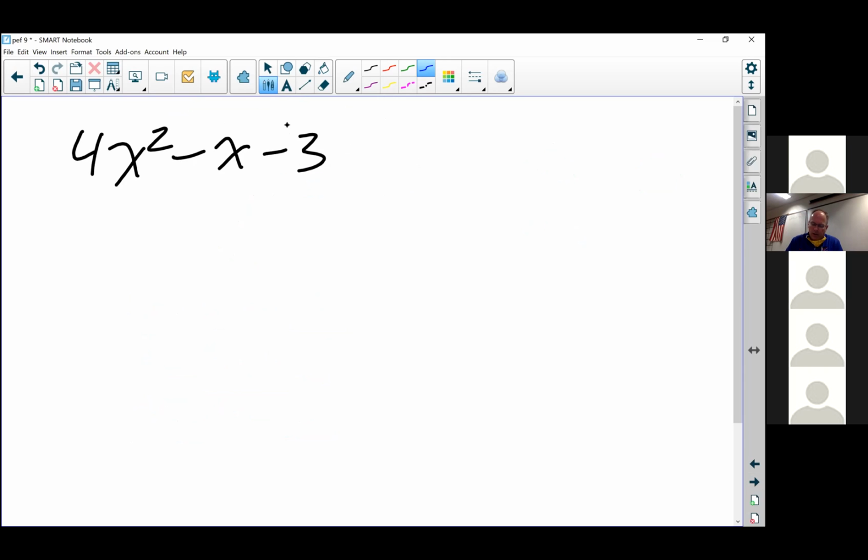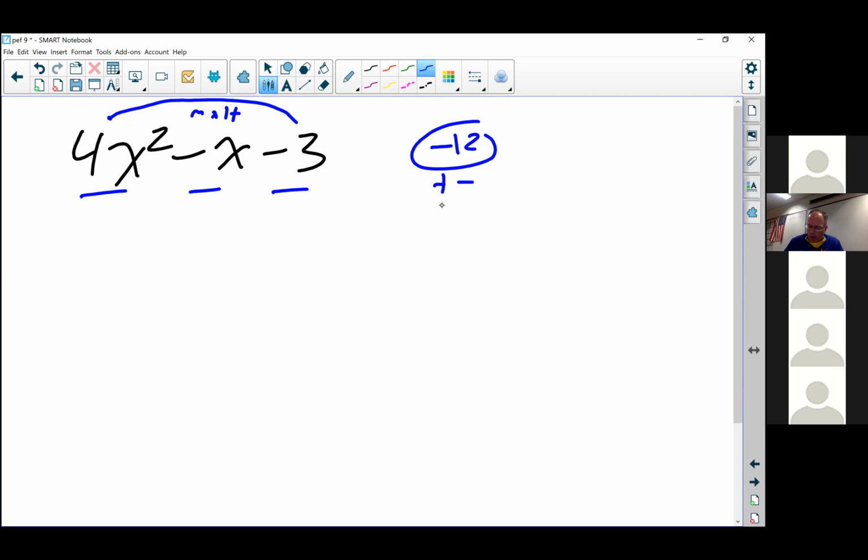All right, so let's try this one. So I have 3 terms. I want to make it 4. So I'm going to multiply those together. That gives me negative 12. In order to get a negative, I know I have to have a positive and negative when I multiply together to give me a negative number.